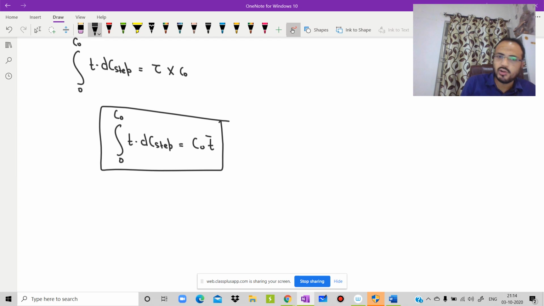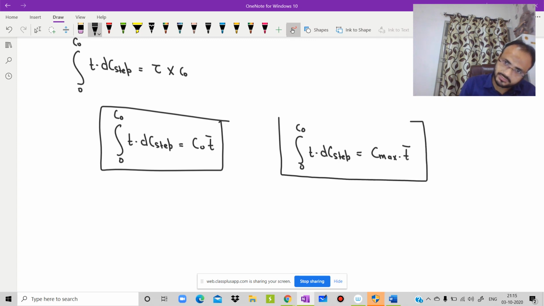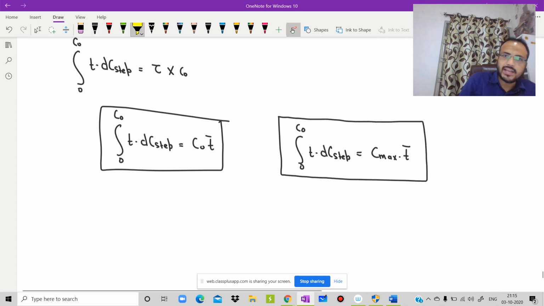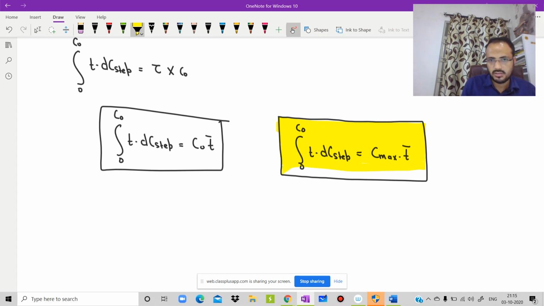Or in some books, you will also find that the integral from 0 to C naught of t into dC step should be equal to C max into t bar. That C max is nothing but C naught. Are you feeling happy or not? Because in my subjects, it is a game of feelings and concepts, nothing else. Is it clear to each and every student?